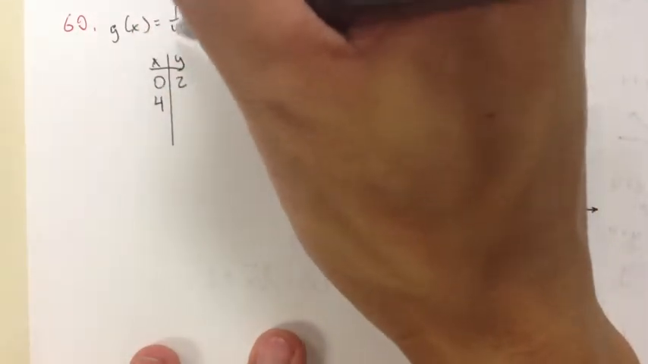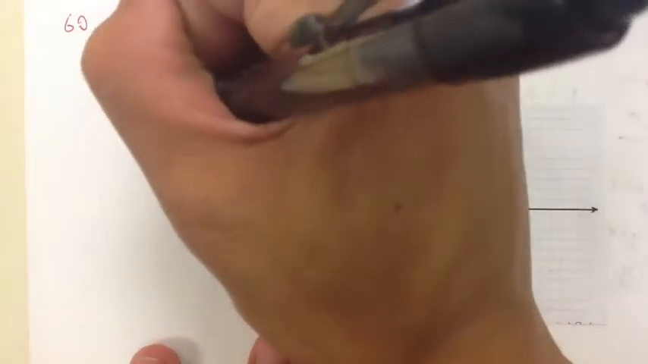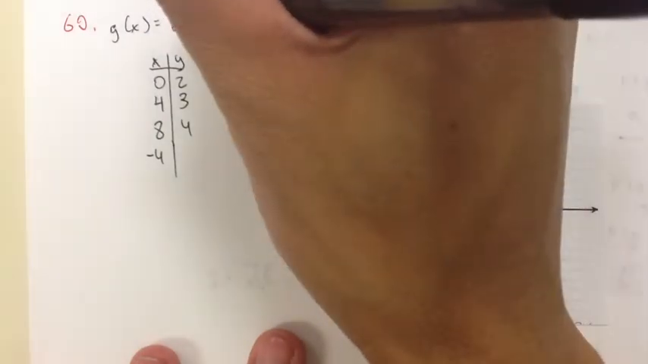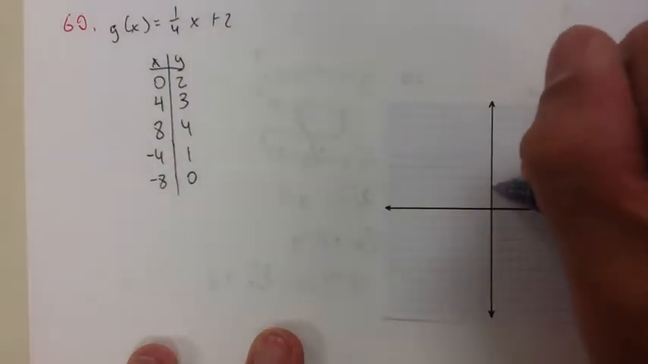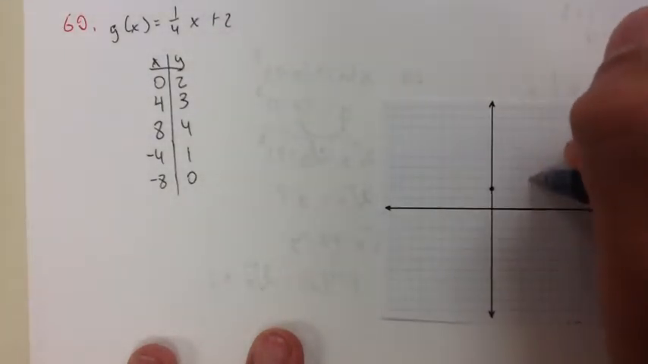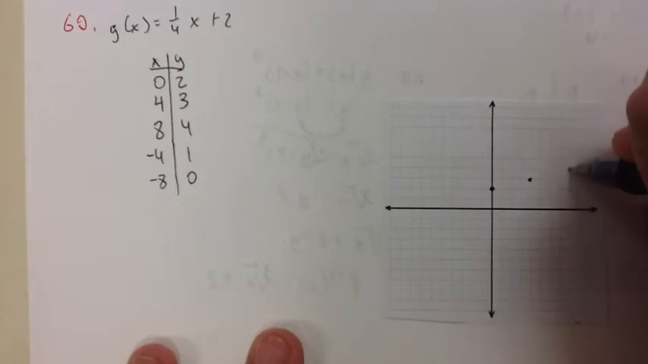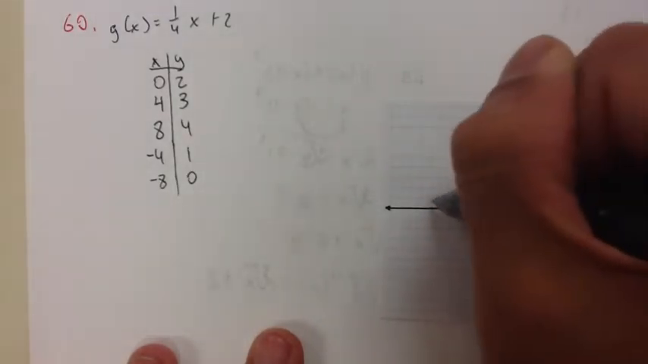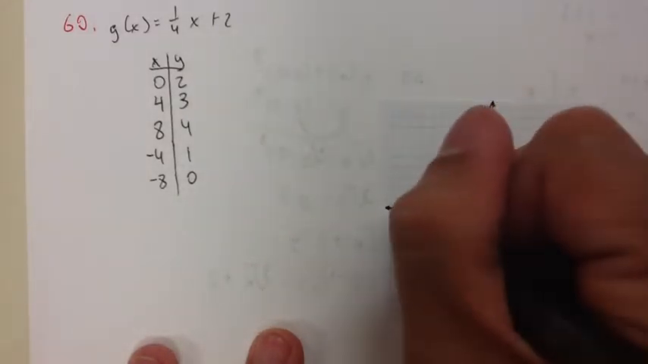X is 4. 4 times 1/4 is 1. 1 plus 2 is 3. If I plug in an 8, 8 times 1/4 is 2. 2 plus 2 is 4. If I plug in a negative 4, negative 4 times 1/4 is negative 1. Plus 2 is 1. If I plug in a negative 8, negative 2 plus 2 is 0. So I have (0, 2), (4, 3), (8, 4), (negative 4, 1), (negative 8, 0).